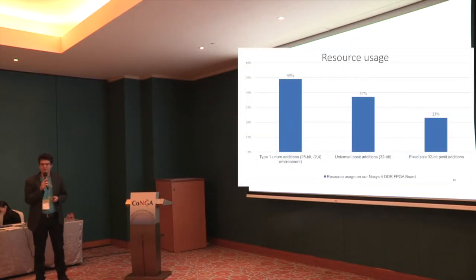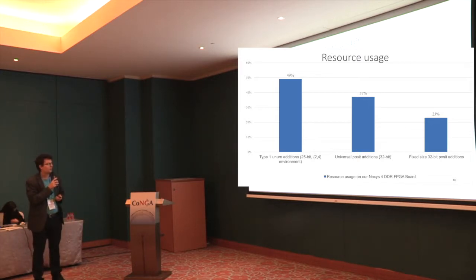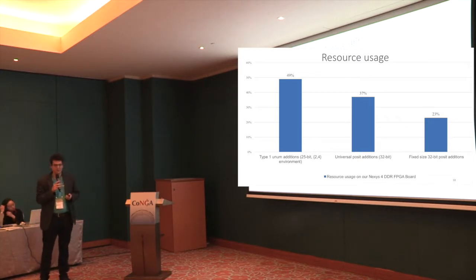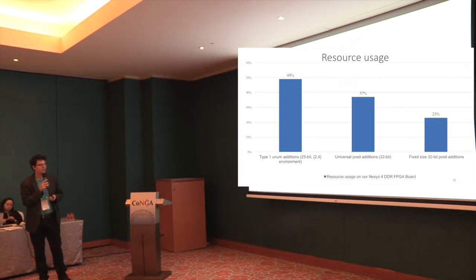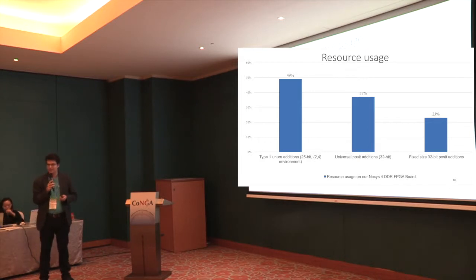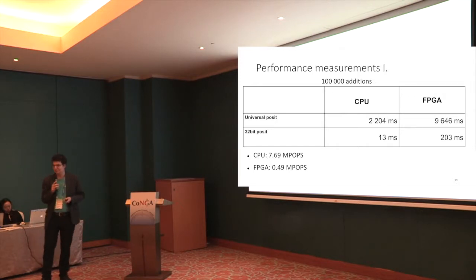So here is how much resources each of our implementations used up on our Nexys 4 DDR FPGA board. It's a small development board. As you can see, for the type 1 Unums, all of the examples are considering additions, because that's what we have. The type 1 Unums use the most resources, and our universal Posit implementations were somewhat more hardware friendly than that. And of course, because of replacing the bitmaps, our fixed size Posit additions were the most hardware friendly of them all.